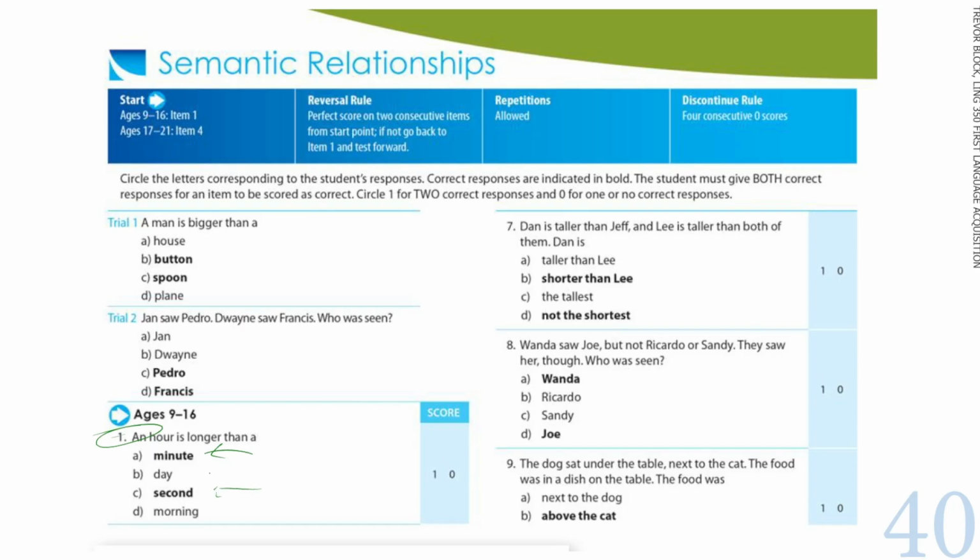Some deductive reasoning. Dan is taller than Jeff, and Lee is taller than both of them. So is Dan taller than Lee, shorter than Lee, the tallest, or not the shortest? They have to understand the language concepts and be able to reason with them.